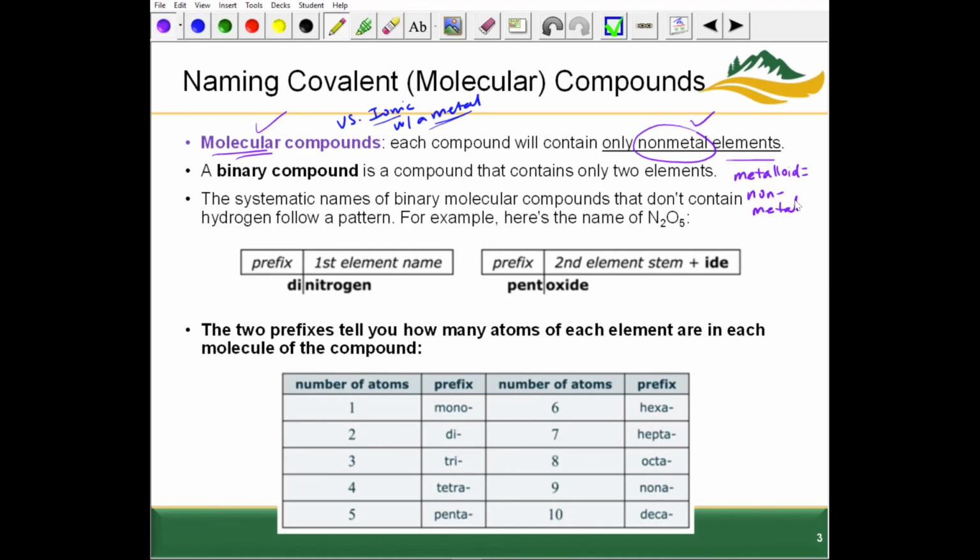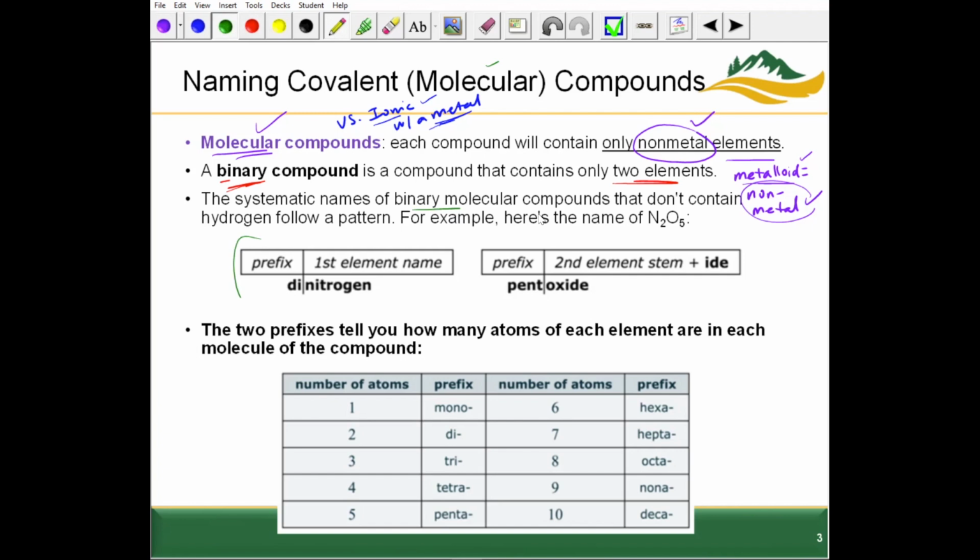I wanted to mention as well that classification of a metalloid, that's technically a nonmetal. So for molecular compounds, we have only nonmetals, and they can also be metalloids. If we have a metal present though, those are ionic compounds. Binary compounds contain two elements, so bi meaning two. Molecular compounds are usually thought to be easier to name.